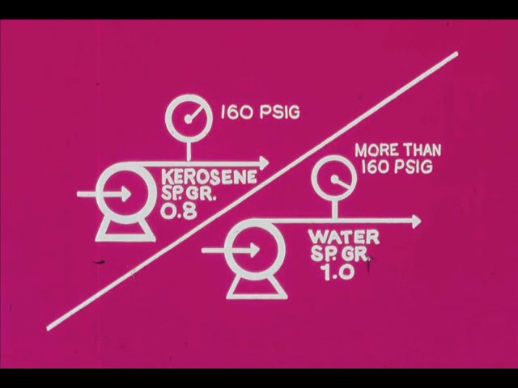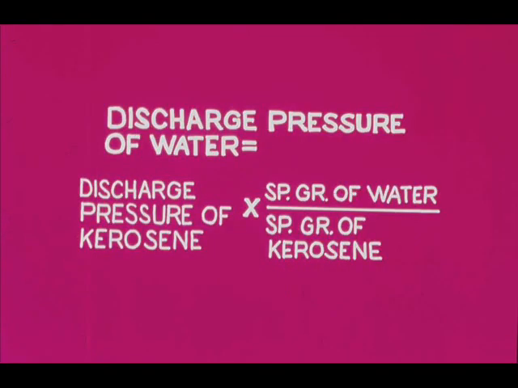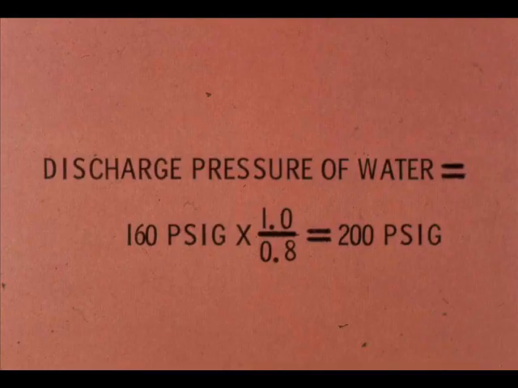Suppose a centrifugal pump has a discharge pressure of 160 psig when pumping kerosene, specific gravity 0.8. Then if it were to pump water, specific gravity 1.0, at the same rate, the discharge pressure would be greater than 160 psig. To calculate the value of this higher discharge pressure, simply multiply the kerosene discharge pressure times the specific gravity of water divided by the specific gravity of kerosene. 160 times 1.0 divided by 0.8 equals 200 psig.